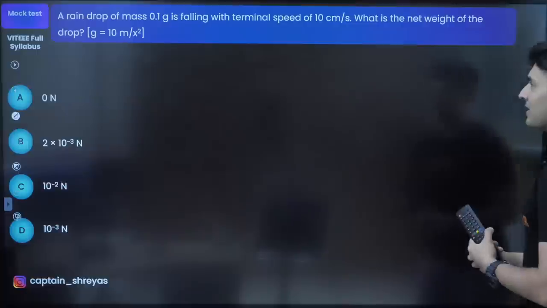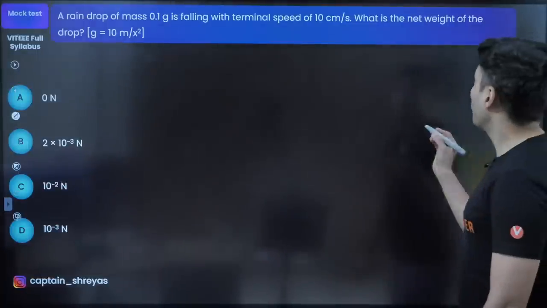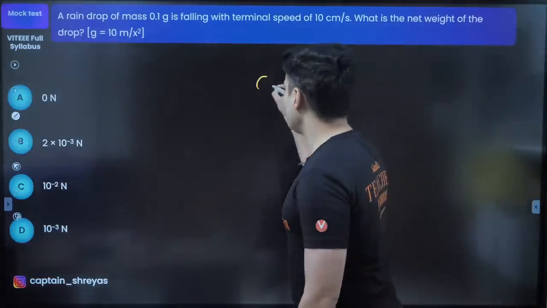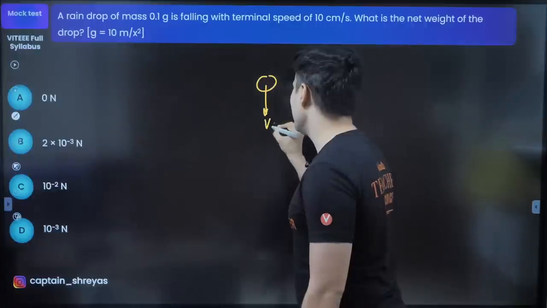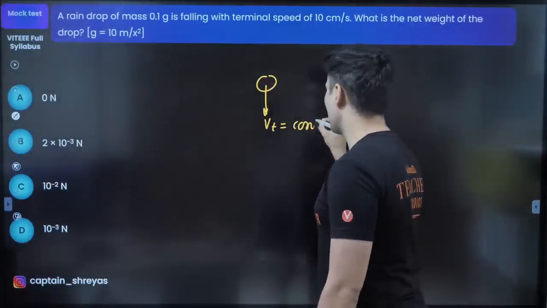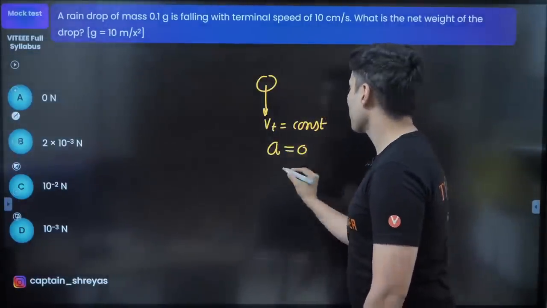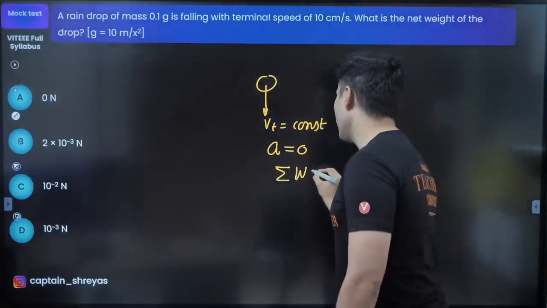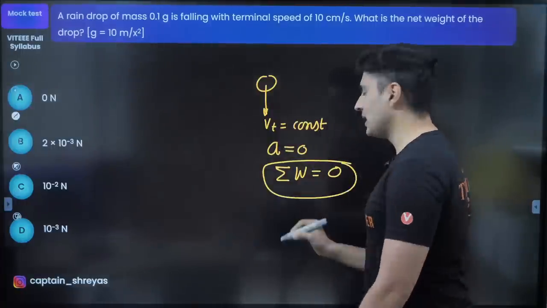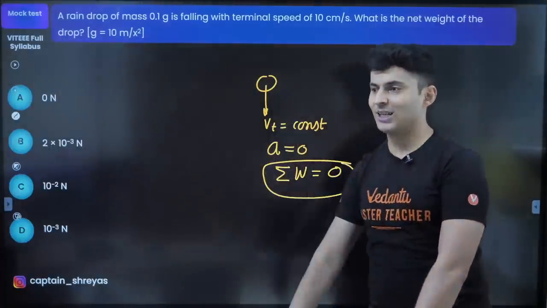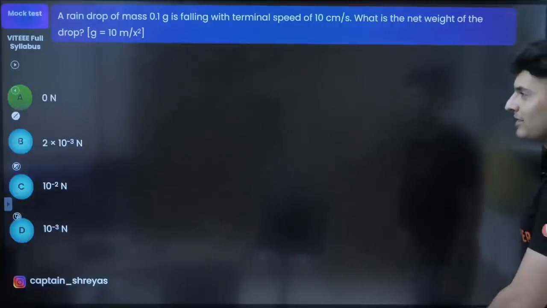A raindrop of mass this much is falling with a terminal speed. What is the net weight of the drop? See, if it is falling with terminal speed, that means that speed is constant. And if speed is constant, that means acceleration is zero. That means the net weight will also be zero. Whatever is the upward force is the downward force. That's it. 0 newton is the answer.